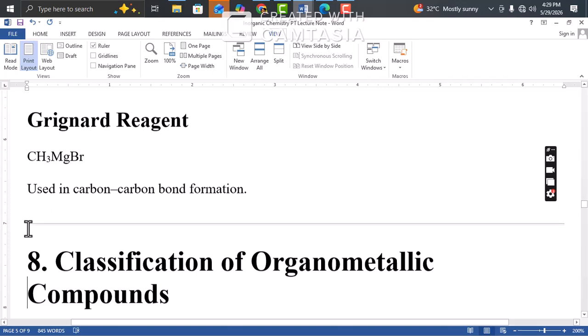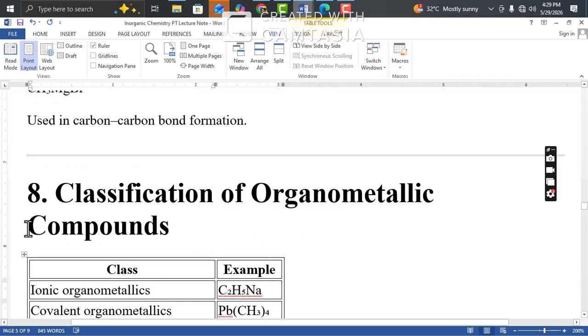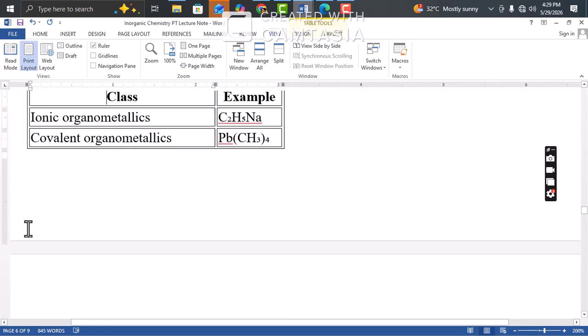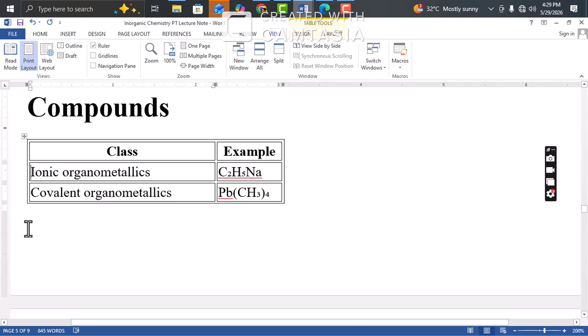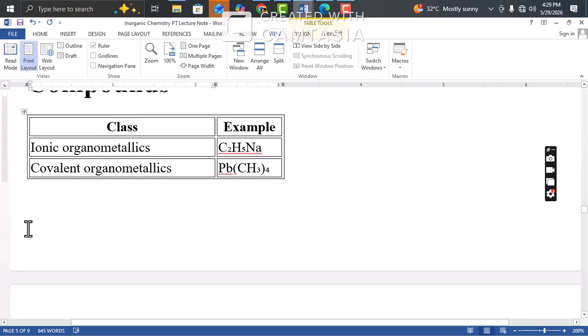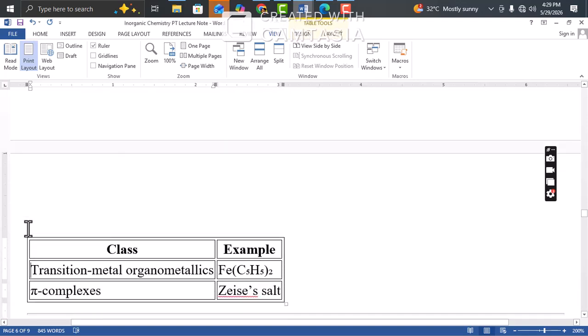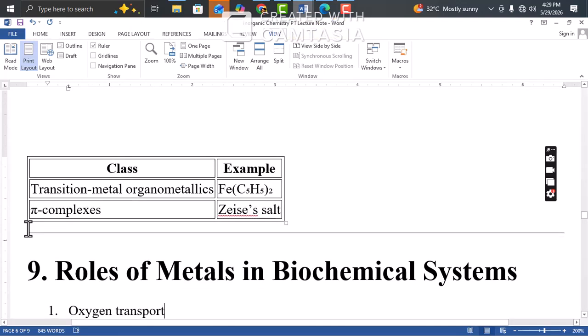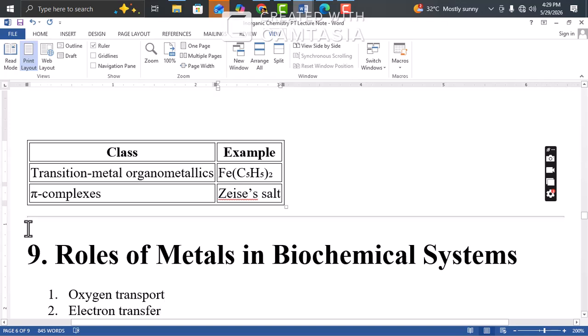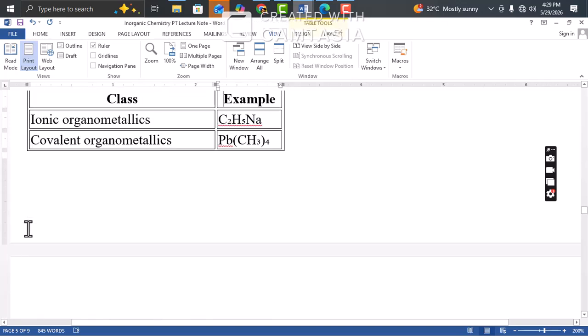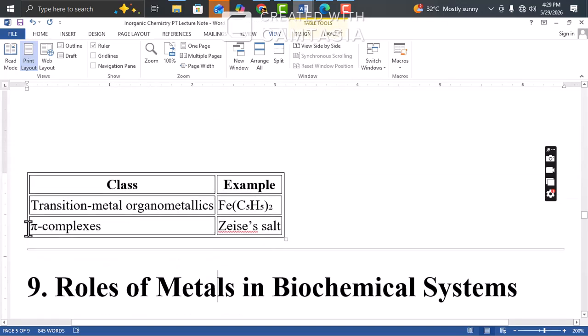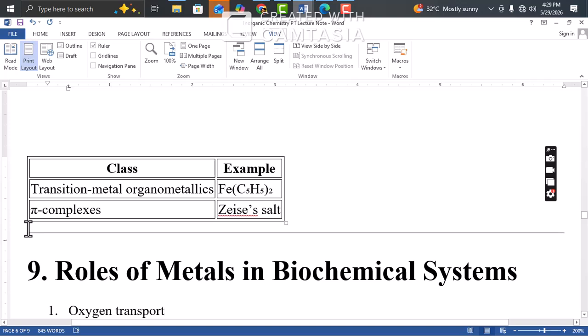Now, classification of organometallic compounds. So you have ionic organometallics, covalent organometallics, transition metal organometallics, and pi complexes. Okay, so those are organometallic compounds. You should know the examples. You can get more if you wish, but these are common examples of each one.